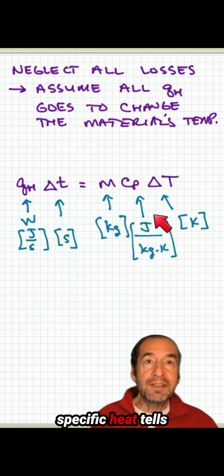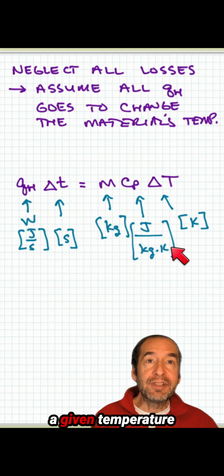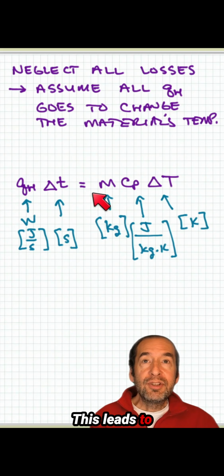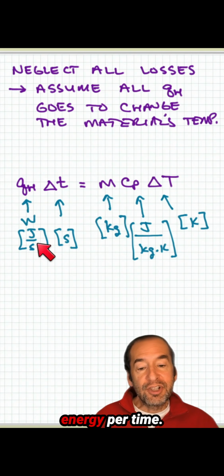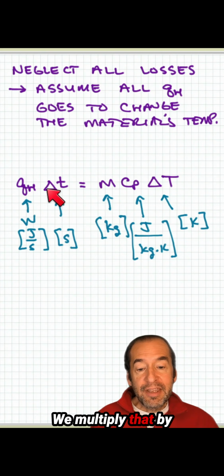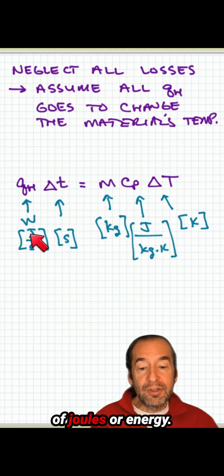Remember, the specific heat tells us how much energy is required to change a given mass of material by a given temperature increment. This leads to the relationship we have here. On the left-hand side, we have the energy input. Remember, this has units of watts or energy per time. We multiply that by a time increment. That gives us units of joules or energy.